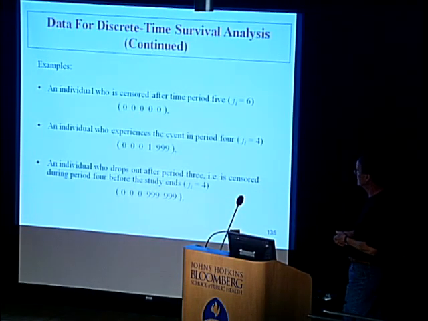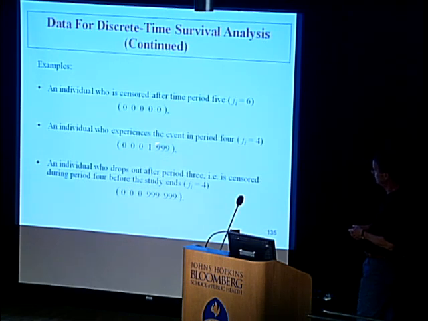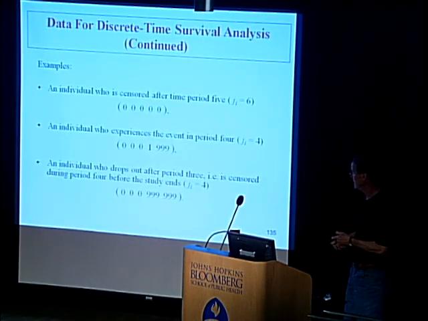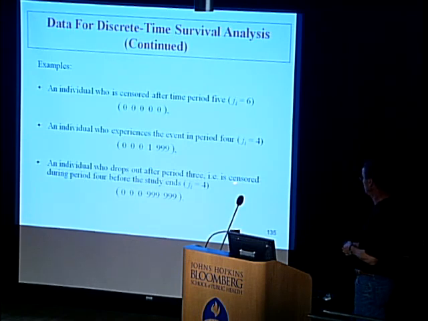An individual who experiences the event in period 4 would have 0 for U1, 0 for U2, 0 for U3, 1 for U4, and then missing, which we denote by 999, for all the time periods thereafter. An individual who drops out after time period 3 is censored during time period 4, before the study ends. So the person drops out of the study, then you get 0, 0, 0, and missing.